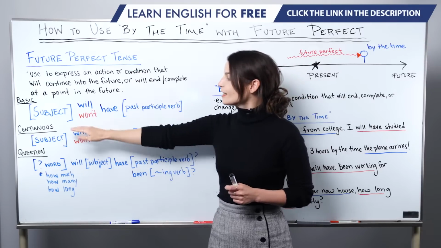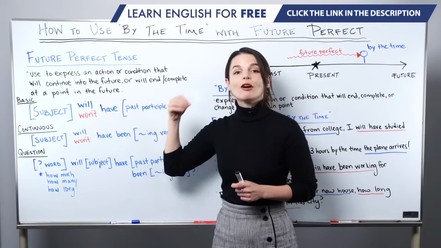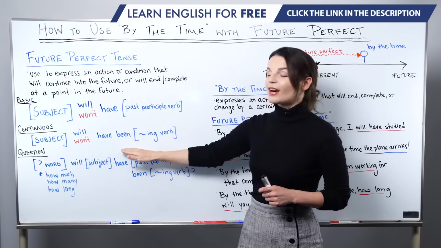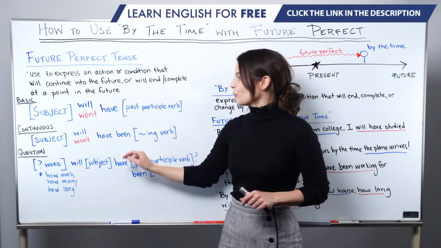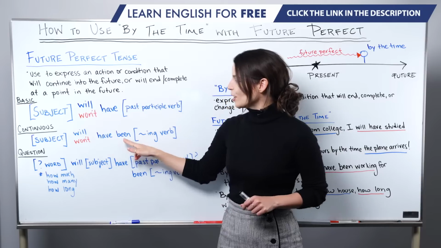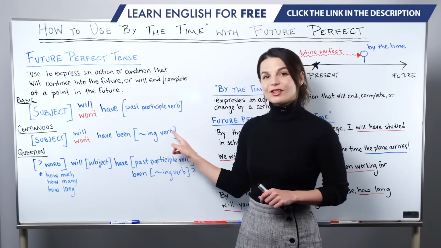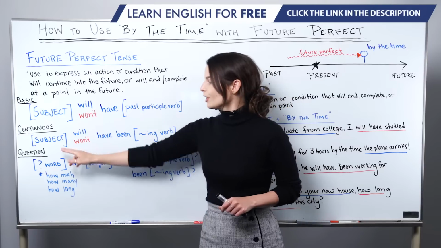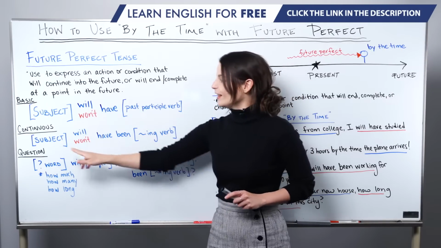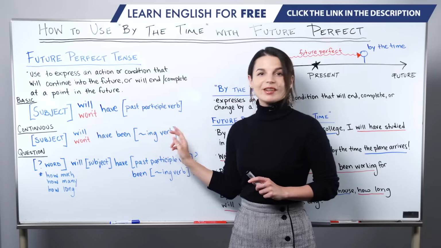To mark a continuing action, however, so a future action continuing into the future, we can do that with this sentence structure. We use subject plus will, have, and then been plus the ing form of the verb. So, for example, she will have been eating, or he will have been sleeping, and so on.